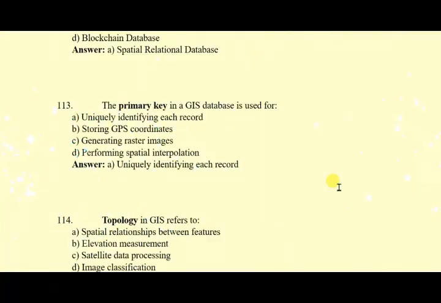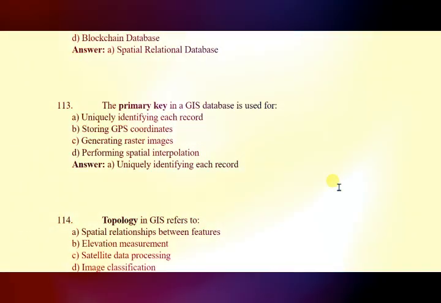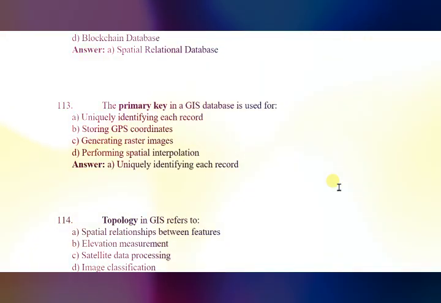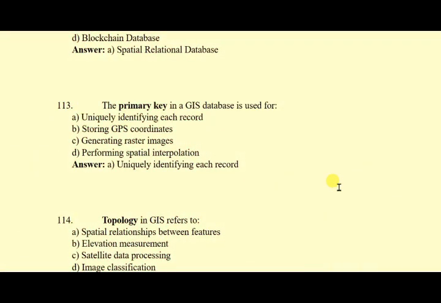Question 113. The primary key in a GIS database is used for uniquely identifying each record, storing GPS coordinates, generating raster images, performing spatial interpolation. Here the right answer is uniquely identifying each record.